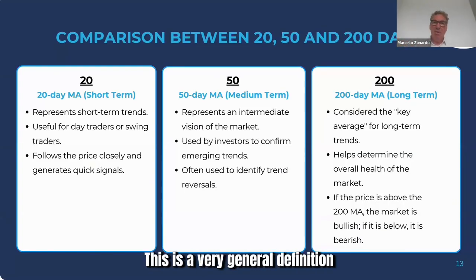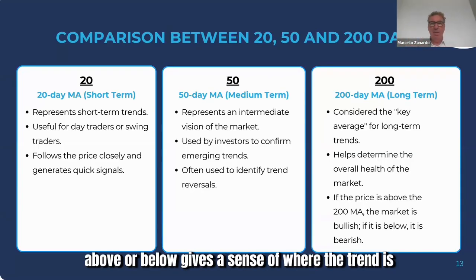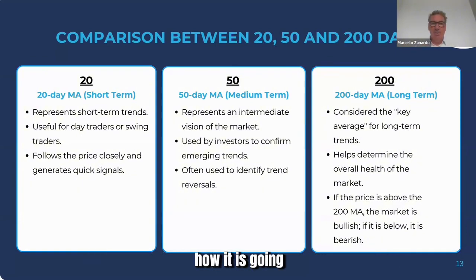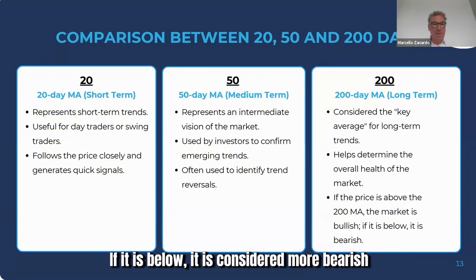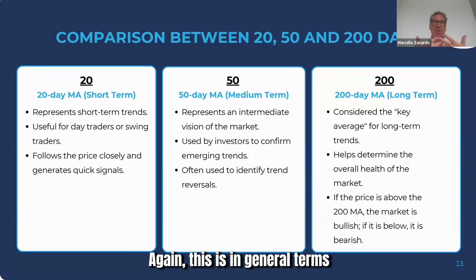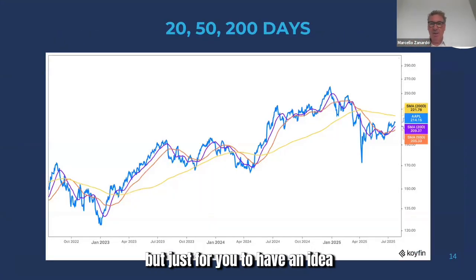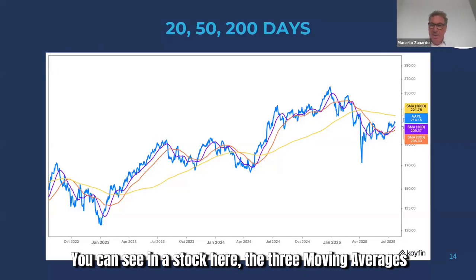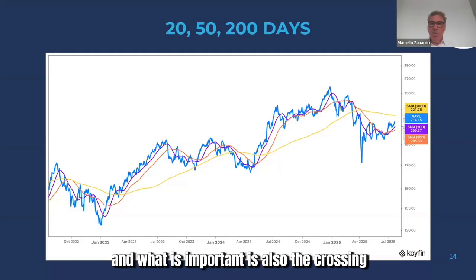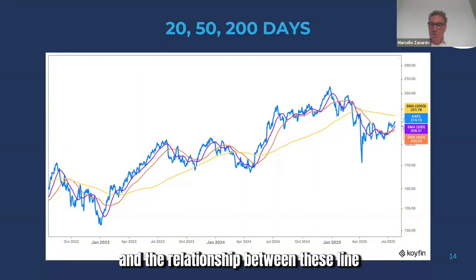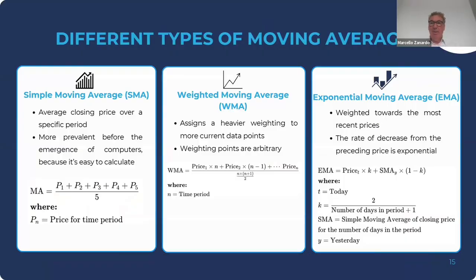This is a very general definition, but basically above or below gives a sense of where the trend is, how it is going. If it is below, it is considered more bearish. Again, this is in general terms. There are many other caveats, but just for you to have an idea. You can see in a stock here the three moving averages, and what is important is also the crossing and the relationship between these lines.